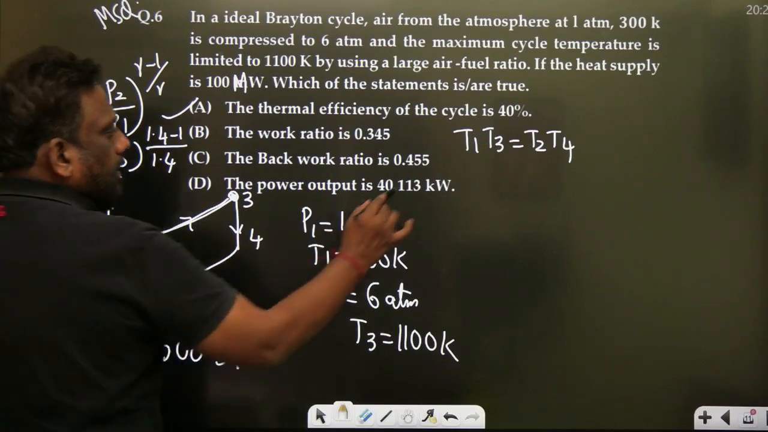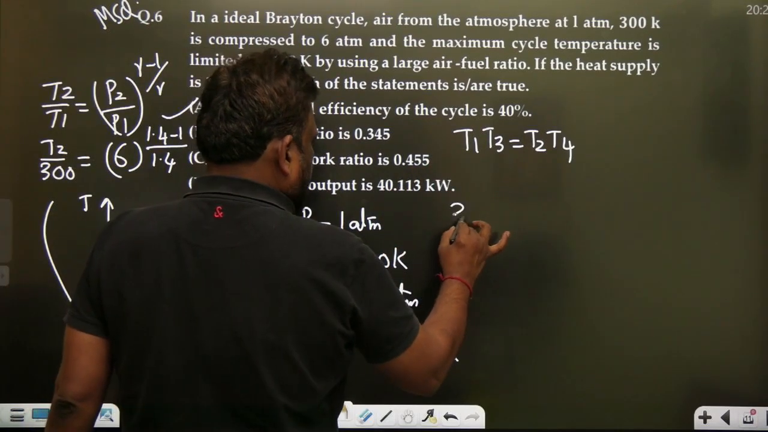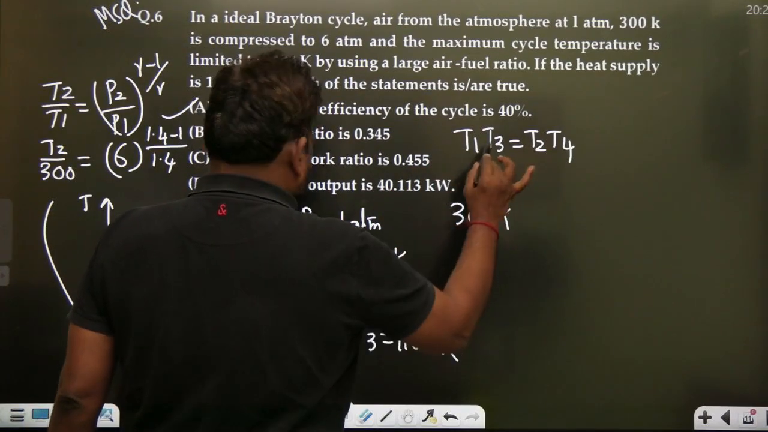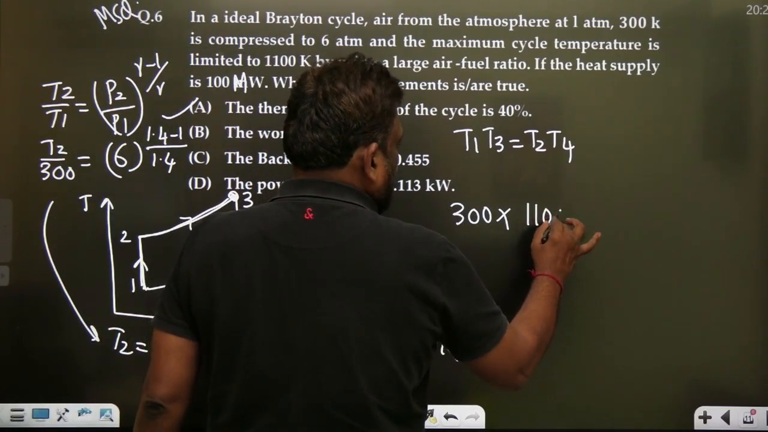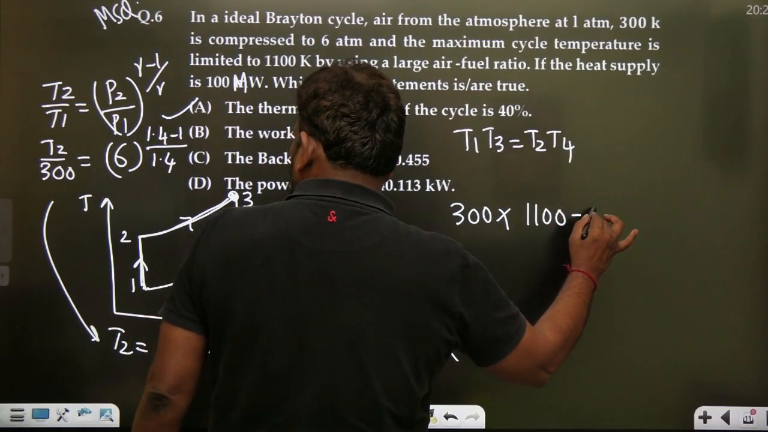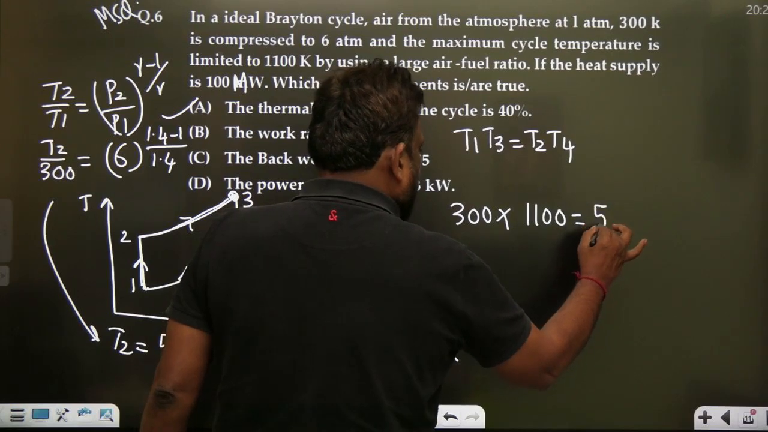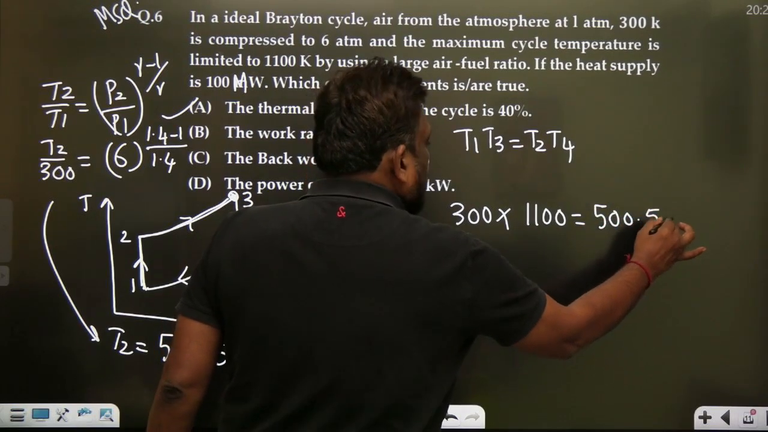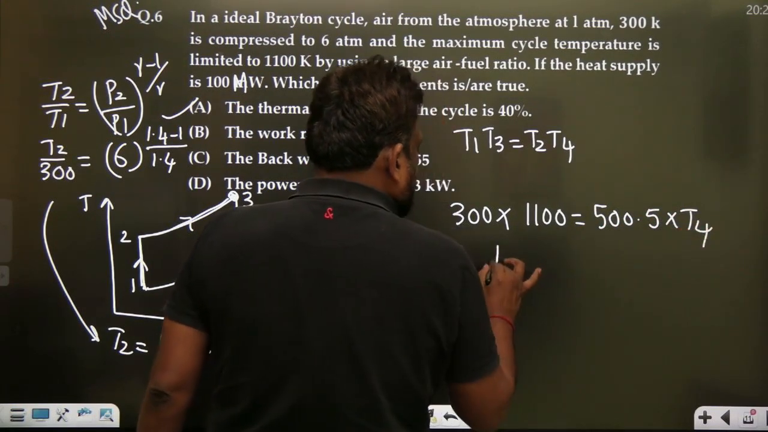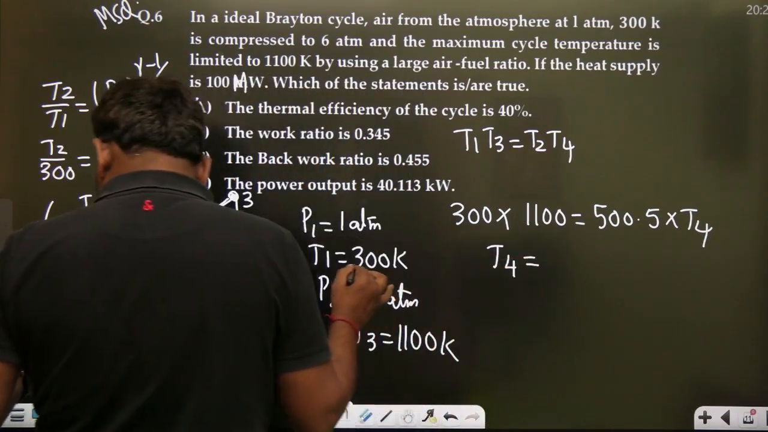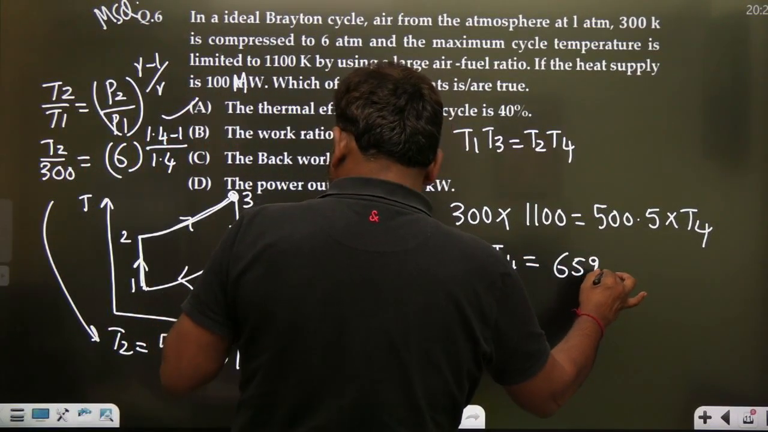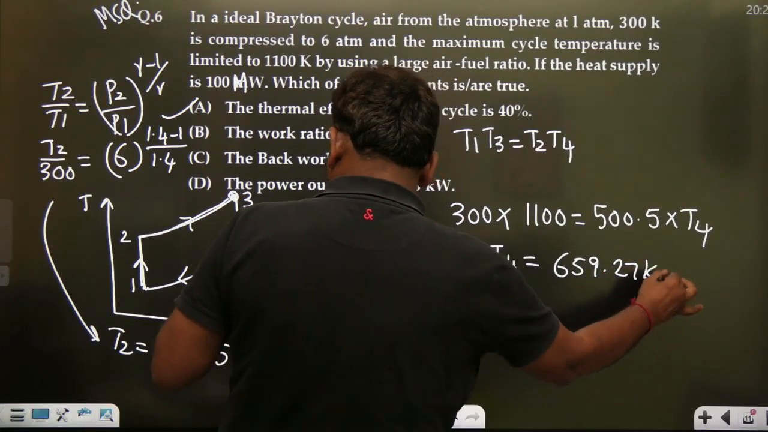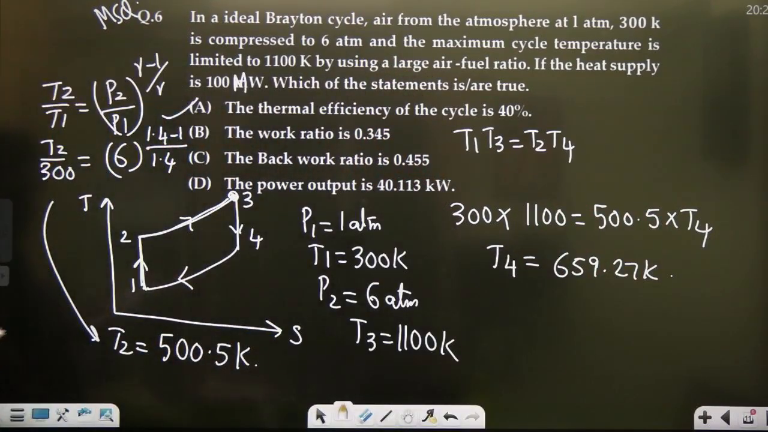Now, T1 is 300. T3 is 1100. T1 T3 is equal to T2 T4. We have calculated T2 as 500.5, into T4. Everything is known except T4. Please give me the value of T4. It will be 659.27 Kelvin. Exactly. No problem at all.